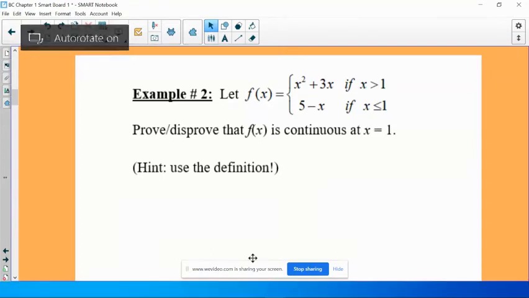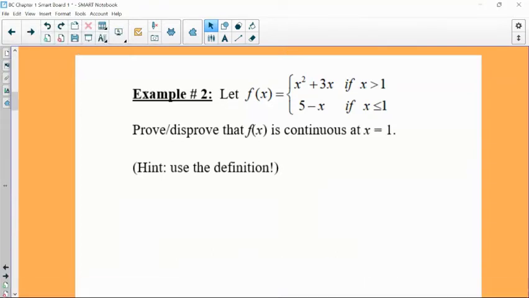Okay, so I want to go through in really good detail what I'm expecting you to do on a problem like this, where you're trying to prove something's continuous or prove that something's discontinuous at a particular point. And this is example number 2. And I do say, use the definition.